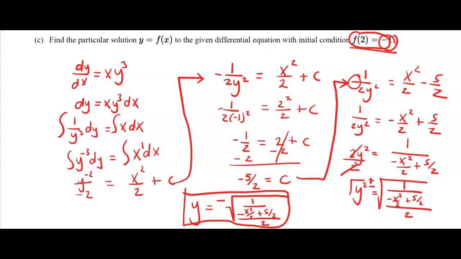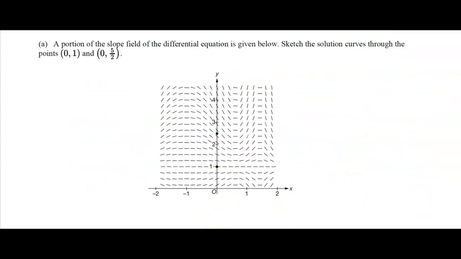Let's proceed onward to the next one. All right, so for this one, they give us a slope field, and they want us to sketch some solution curves through the points that they've indicated there. So if I were to sketch a solution curve here, that's just going to be a straight line, because we just follow the direction of the slopes. At that point, they're all flat.